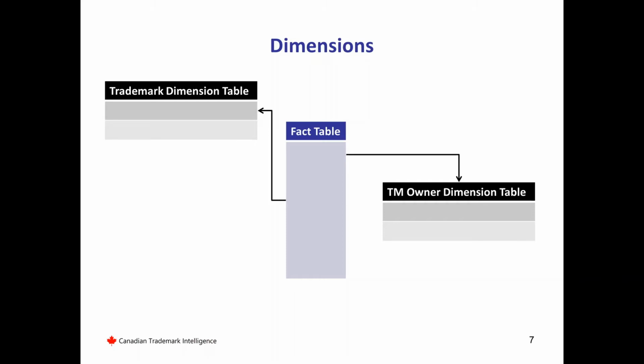Here we see the fact table with pointers, that is, keys, pointing to the trademark and trademark owner dimension tables, respectively. More dimension tables can be added in the same way, with additional key pointer columns added to the fact table for each dimension.